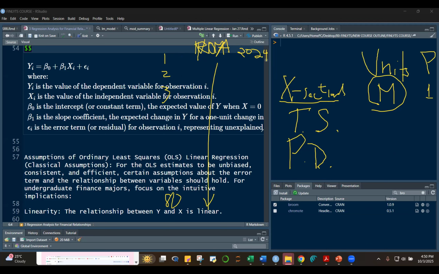So what is the structure of this data? You have many units, 80 insurance companies. And what's your period? Only 2024. So if you take a look at this type of data, that's called cross-sectional data.